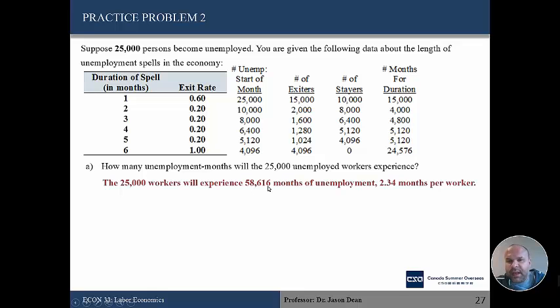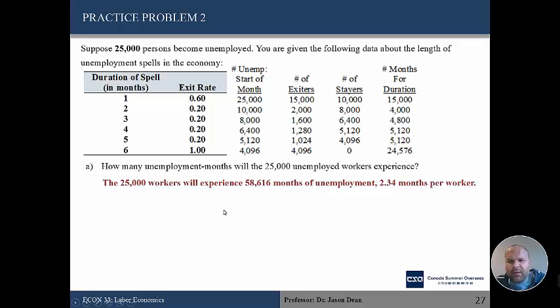Okay, so I'm jumping ahead here, but that's for the first month. At the end of the second month, we have 2,000 that will exit, and so then we have 4,000 months, and then the next month we have 1,600 exited the unemployment state, so we multiply that by 3, 1,280 multiplied by 4, and so on. And after the 6th month, there's no more people that are unemployed.